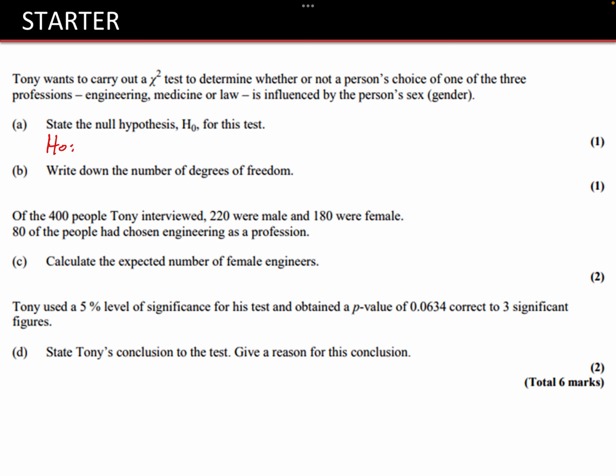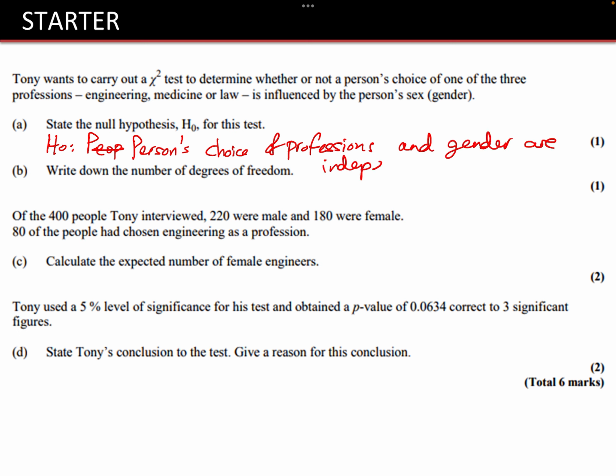So we'll be looking at people. Should write: person's choice of professions and gender are independent of each other. Okay, so in other words, it means that we're trying to find out whether if you're male, does it affect the choice of your profession, or if you're a female, does it affect your choice of profession? Are they independent? That's always the null hypothesis that we assume.